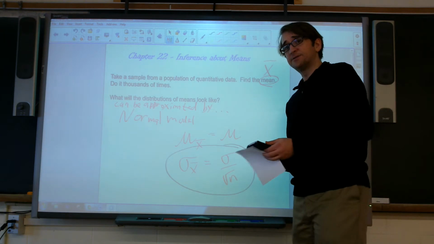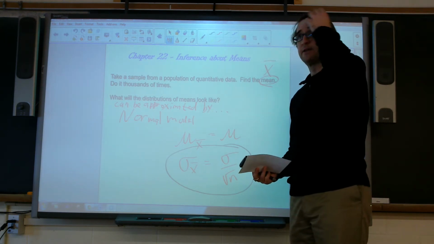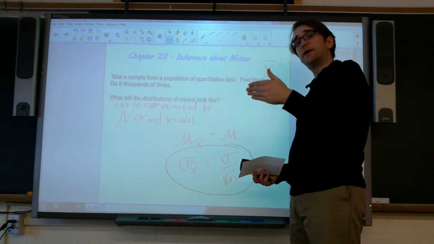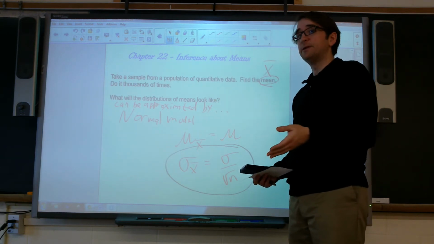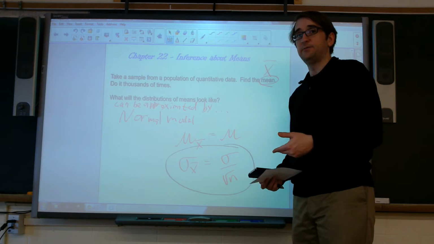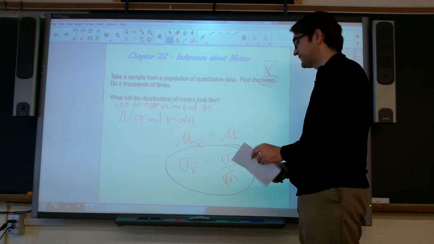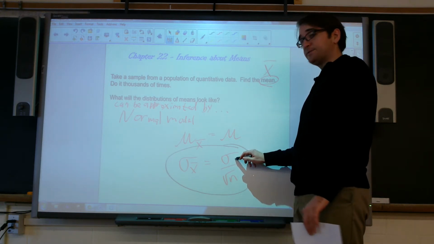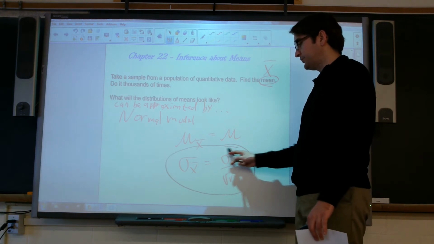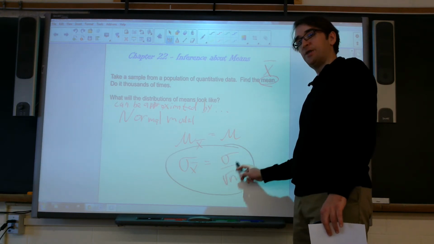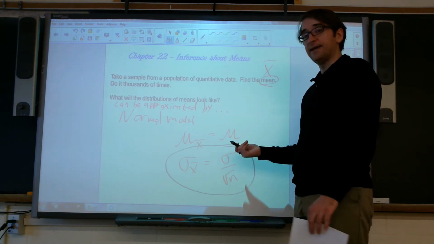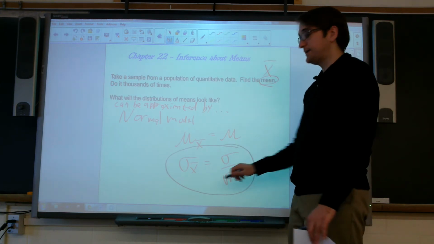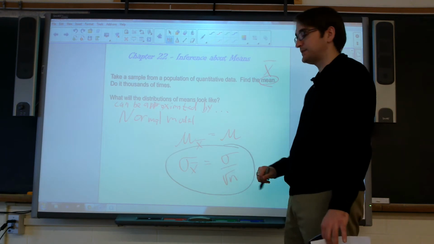Because I'm talking about the distribution of means here. I'm trying to figure out how significant the observed mean is compared to the expected mean. How significant of a difference is that? The disadvantage, though, is I don't know this. I don't know the standard deviation of all of the publican's pours. I don't have that information. So I can't find the standard deviation of x bar.